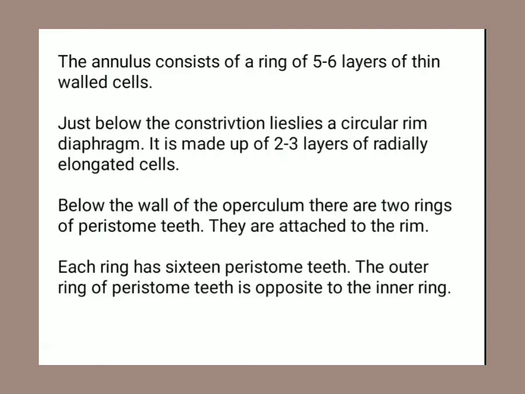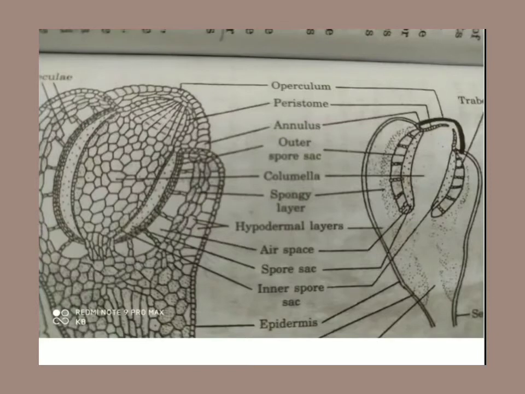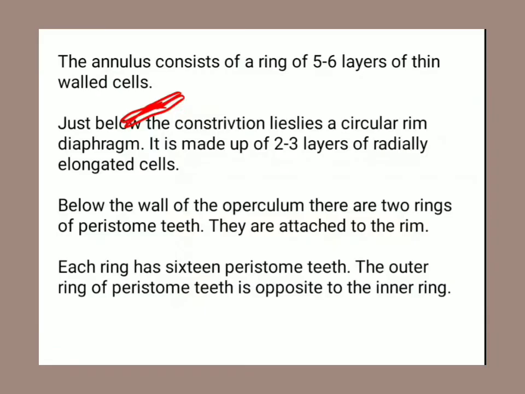Then the annulus consists of a ring of 5 to 6 layers of thin-walled cells. Okay, you can see this is the operculum, and these are 5 to 6 ring-like structures. You can see this is the ring-like structure, and just below the constriction lies a circular rim, the diaphragm, and it is made up of 2 to 3 layers of radially elongated cells.